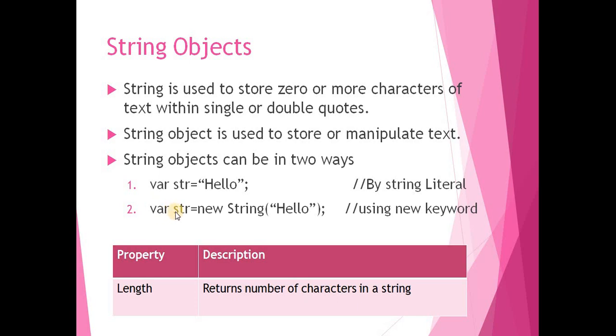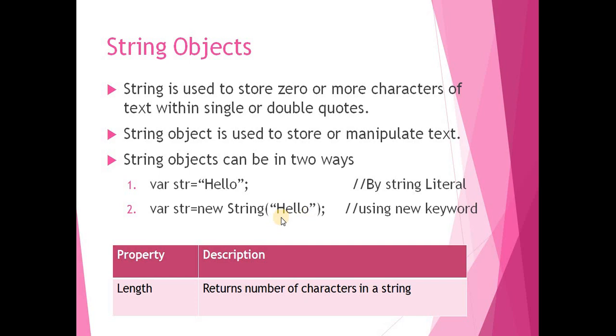Second method, where str equal to new String hello. In this case, we are using the new keyword. The n in new is small. In this case, hello will be assigned to variable str. Also, whenever you are writing an object, the S of the object String is capital. Both these statements are going to give you the same result, but there is a different way of writing both of them.